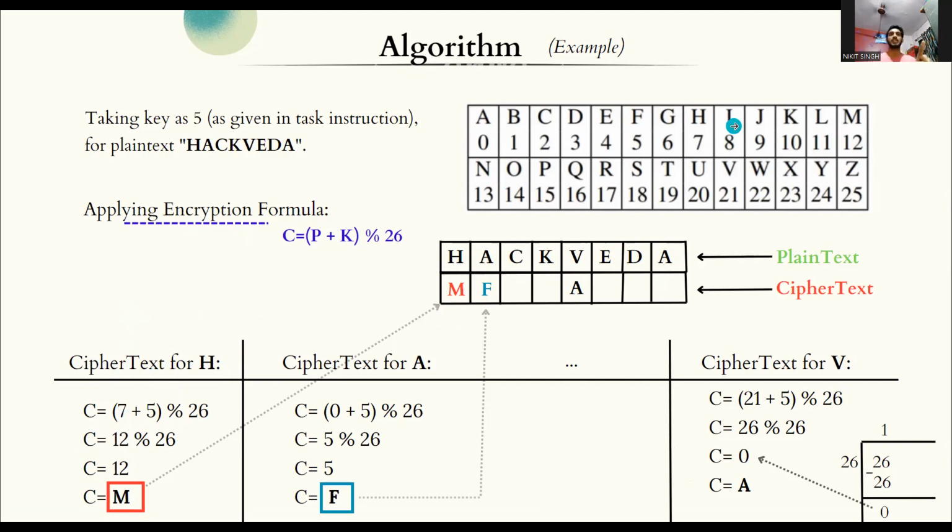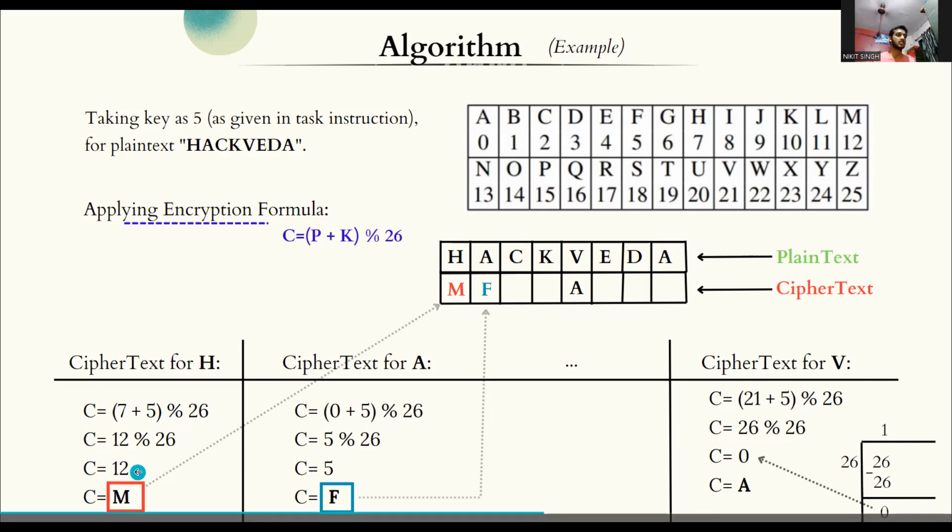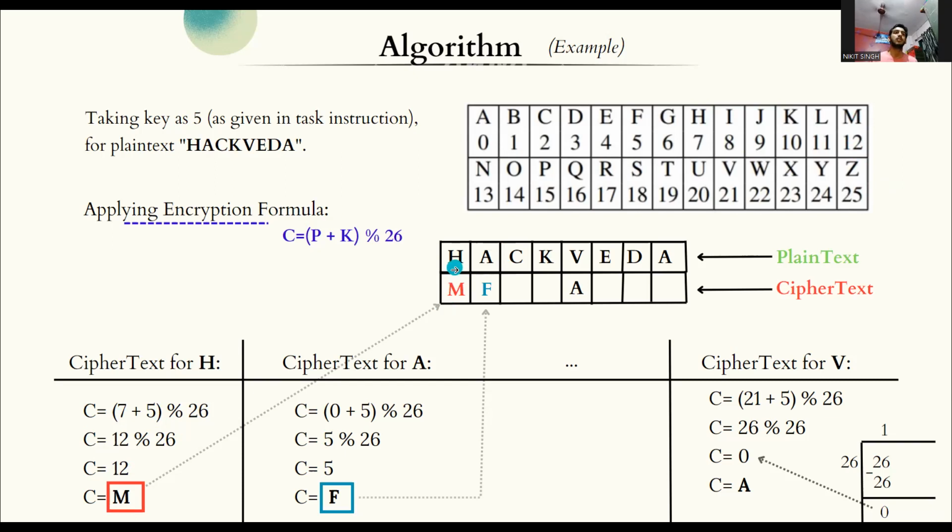letter H is 7. So I'm taking P as 7. Key is already given as 5 and modulus 26. So there I'm getting the answer as 12. 12 represents the letter M. So now we can say that M is the cipher text for the plain text H.